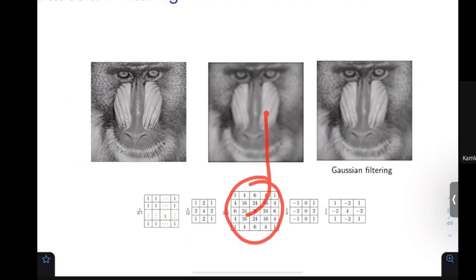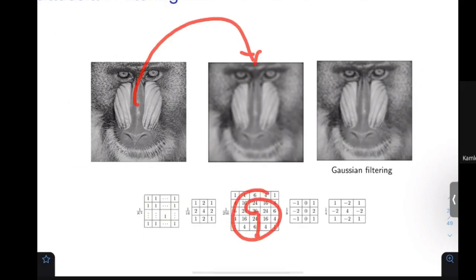What do I mean by applying the kernel on an image? If I put the kernel over here, term by term, I'm going to multiply and find out the exact value. This value I'm going to put at this particular location. So from this image, I got this image. If I apply this one, I get from this image to this image.